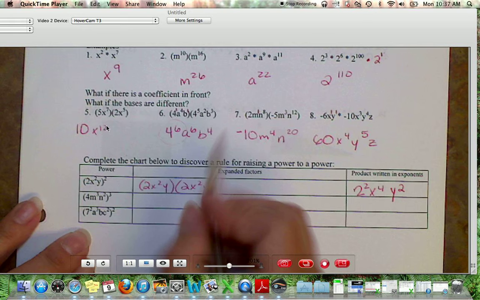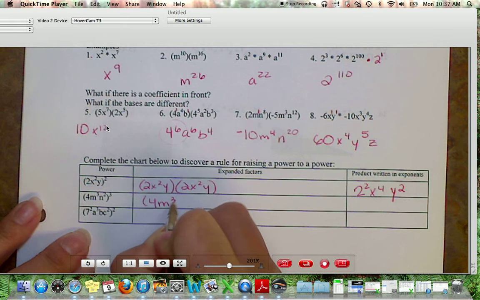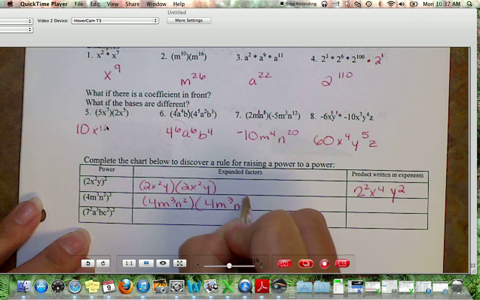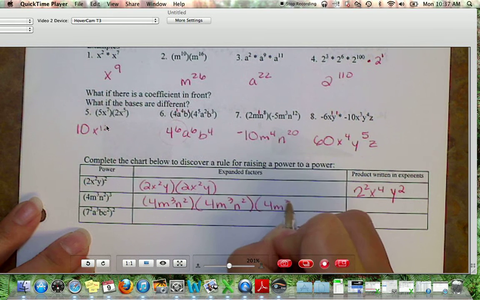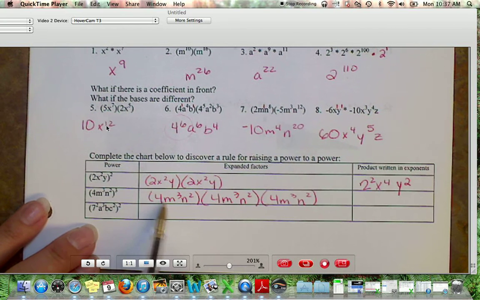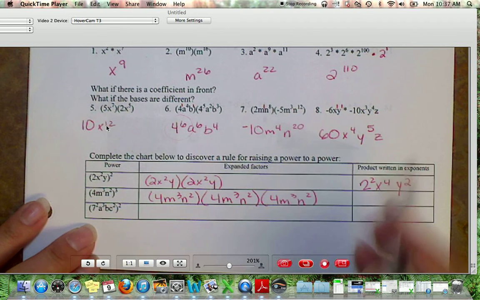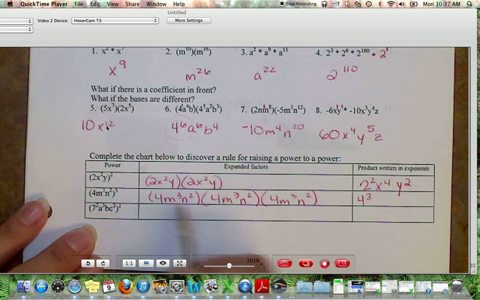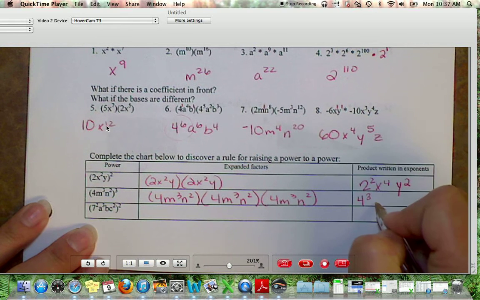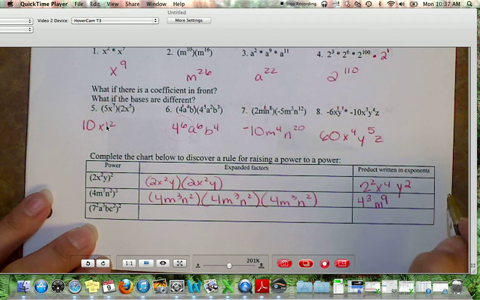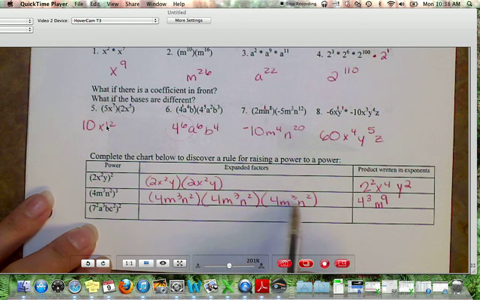So this one says to the third power, so we write it out 3 times, which is no fun, which is why we will eventually figure out what the rule is. So we have 4 times 4 times 4. Let's leave that in exponent form. That would be 4 to the third power. M to the third, m to the third, m to the third. 3 plus 3 plus 3 is 9. And then 2 plus 2 plus 2 is 6.